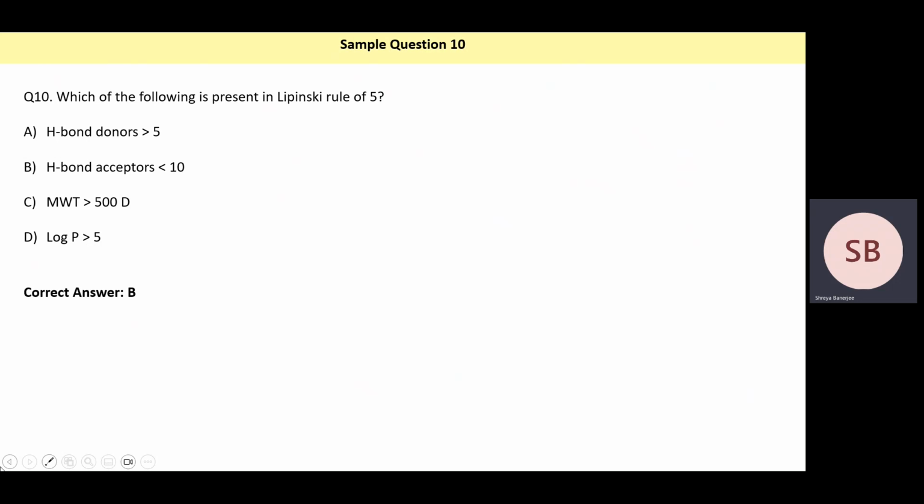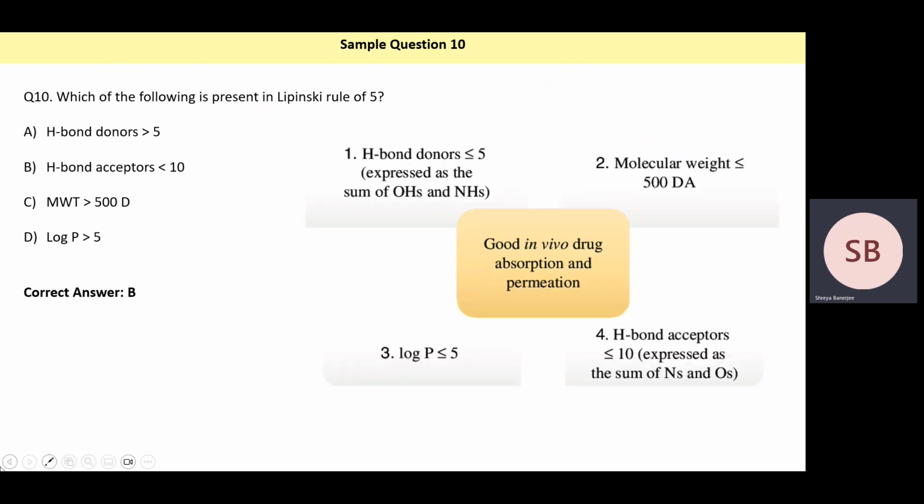The correct answer is B, because if you remember Lipinski rule of 5, it states that the hydrogen bond donors must be less than 5, which is the sum of OH and NH. So A is incorrect. The molecular weight must be less than 500 Daltons. So C is incorrect. Log P must be less than 5. So D is incorrect. But the hydrogen bond acceptors, that is the sum of N and O, which is not bonded to hydrogen, must be less than 10. So B is correct. So the correct answer is B.